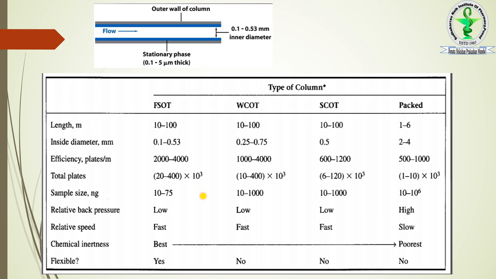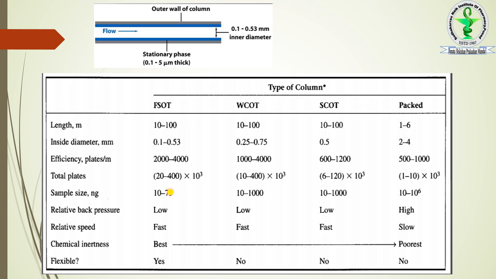So total plates are there. Okay, total plate कितनी है, 200 to 400 into 10 raised to 3. Okay, in the case of this one, 10 to 400, 10 raised to 3. This one 6 to 120 into 10 raised to 3. So we get 6,000 to 1,20,000. Here is 20,000 to 4 lakhs. Here is 10,000 to 4 lakhs. Here is 6,000 to 12,000. Here is 1 lakh to 10,000. These are the total plates.